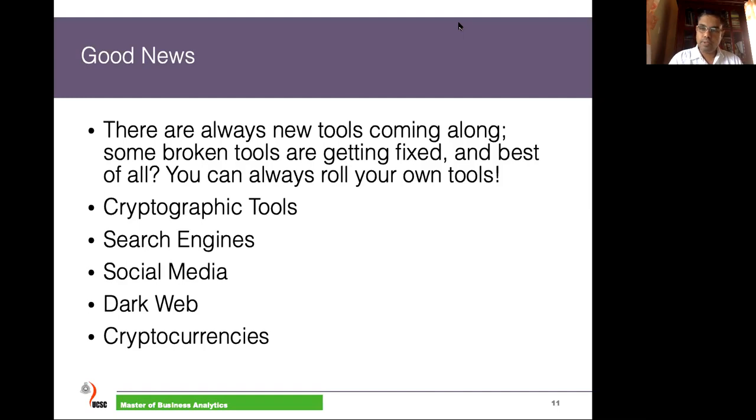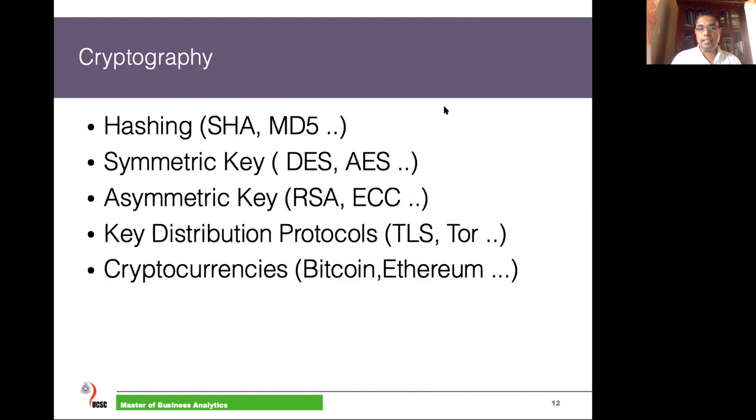Okay, we talked about those in this introduction today, but we will discuss them in detail as we move on in this course, starting from cryptography. Anybody who follows this course should know about these things: hashing, asymmetric key encryption, key distribution protocols, and cryptocurrencies.